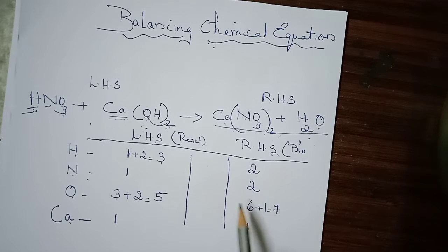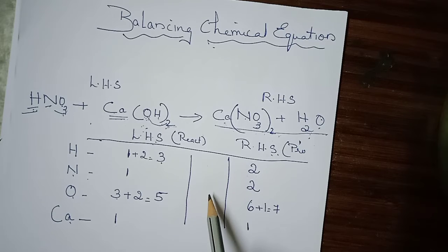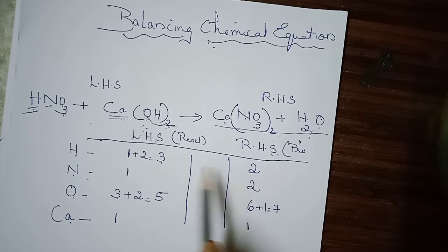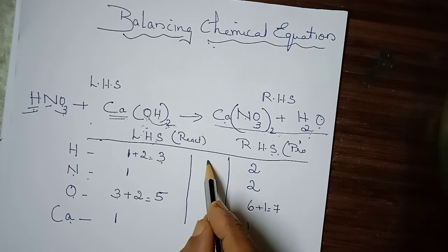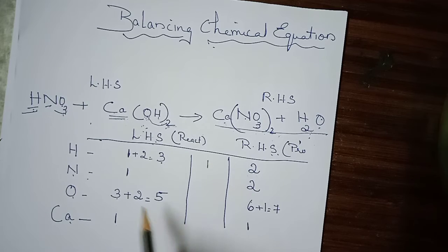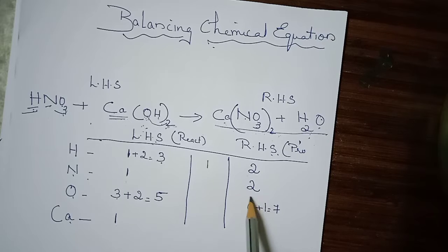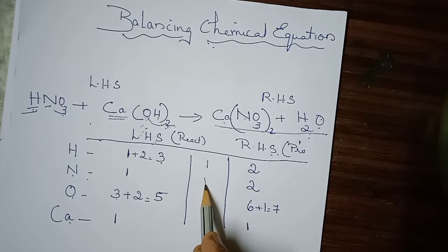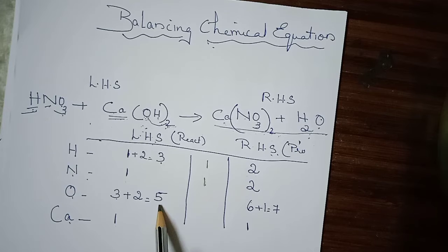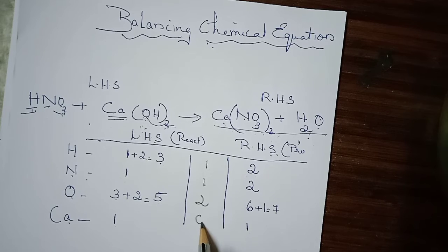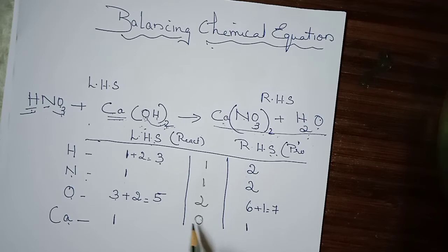So let us first take the least one. Now here we have hydrogen, we have 3, so 3 minus 2, the difference is 1. Now here we have nitrogen. In this case it is 1 and 2, so 2 minus 1, that is again 1. Now in the case of oxygen it is 7 minus 5, that is 2. And here calcium, 1 minus 1, 0. Now the calcium is balanced as for now.